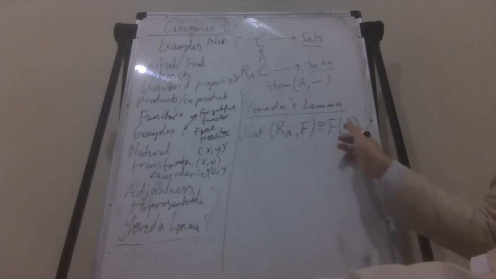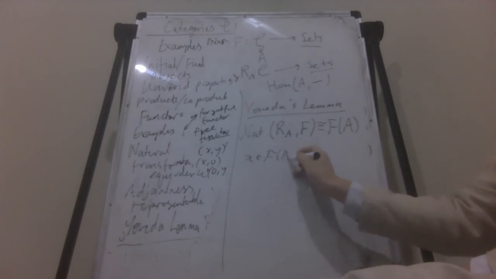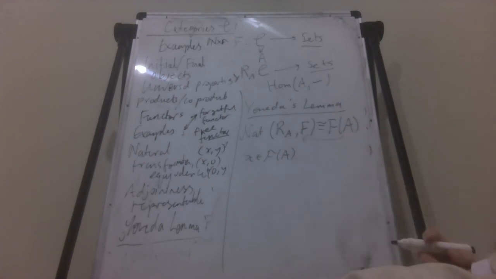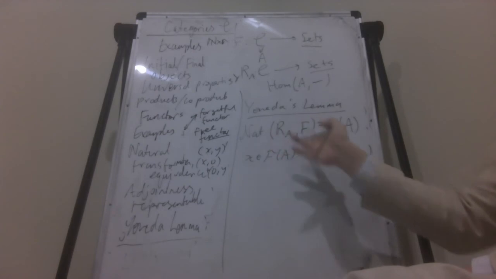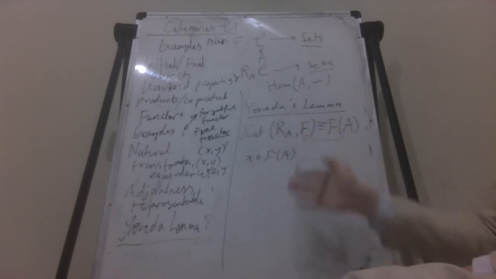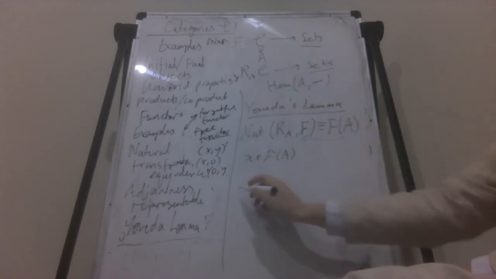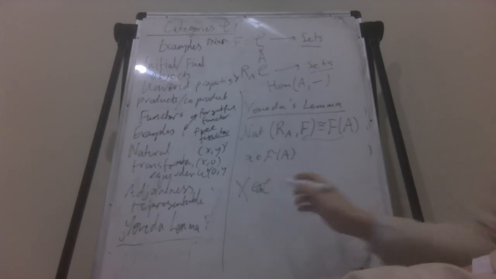So if you take an element of F of A, yeah, so take x in F of A. Okay, so we want to define this. What do we have to do? We have to define a natural transformation from R sub A to F, yeah? So that means for a generic object, an object X in the category, yeah?